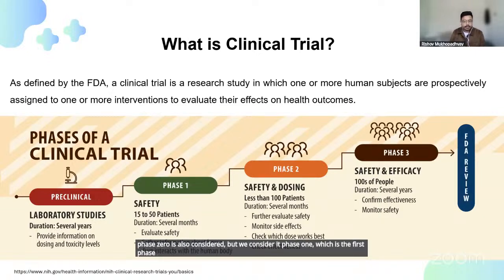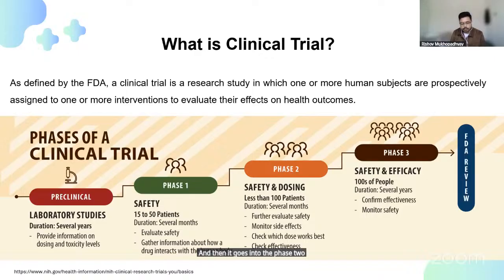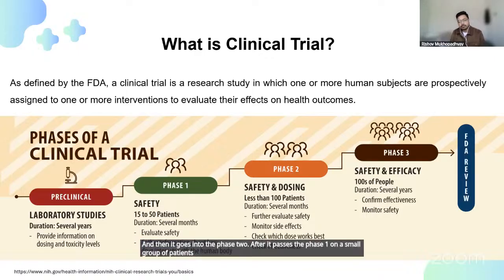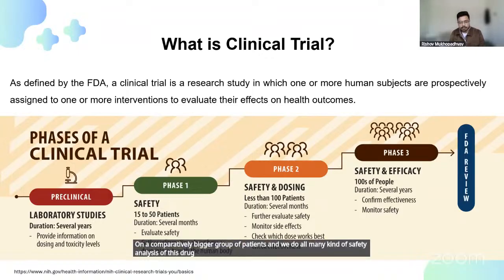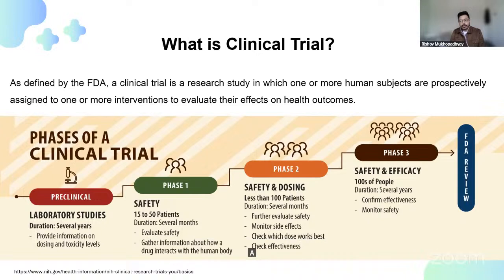And then it goes into phase 2. After it passes phase 1 on a small group of patients, it goes to phase 2, where we test the same product on a comparatively bigger group of patients, and we do many kinds of safety analysis of this drug and the dosing, that is, how much of this drug or medicine should be used in patients. And then it goes into phase 3, which is a confirmatory phase, and after it passes phase 3, the pharmaceutical product can already go into the market.